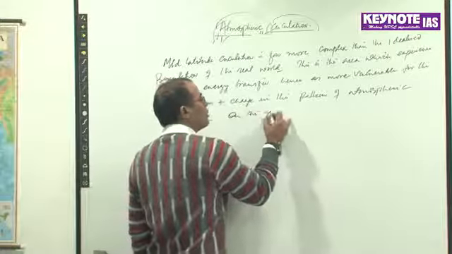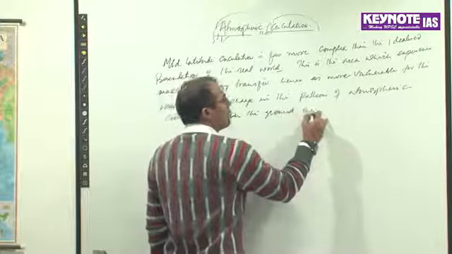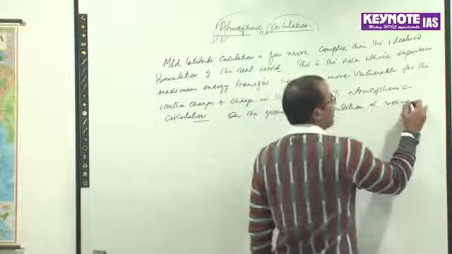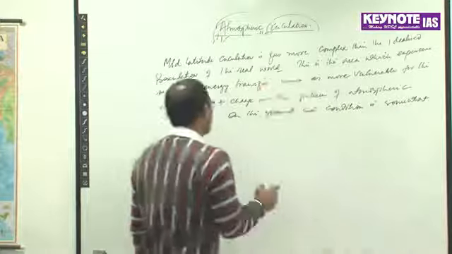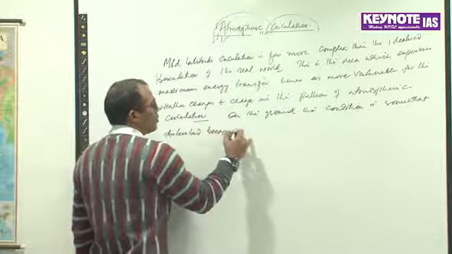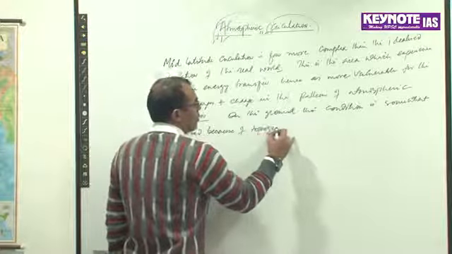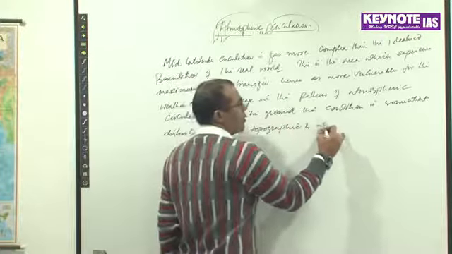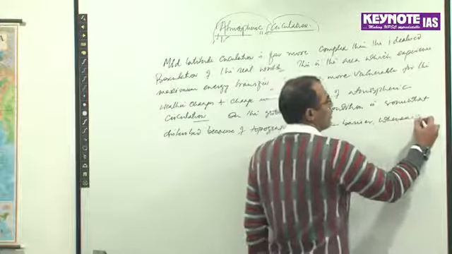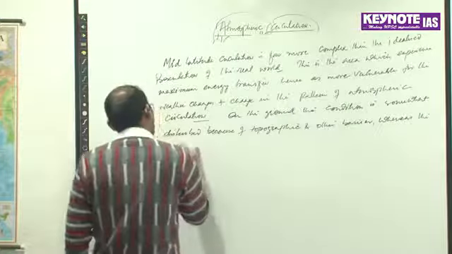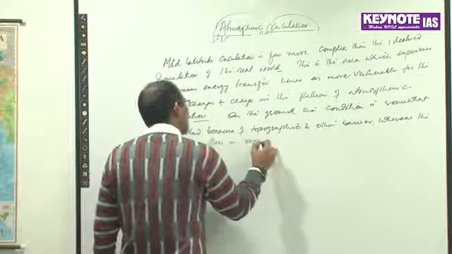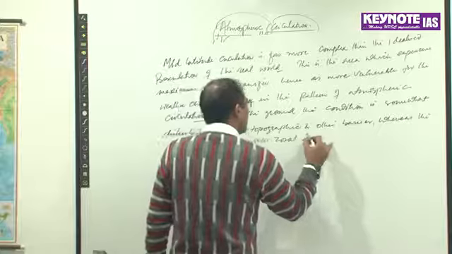On the ground, the condition is somewhat disturbed because of topographic and other barriers, whereas the upper air flow is more zonal in nature.